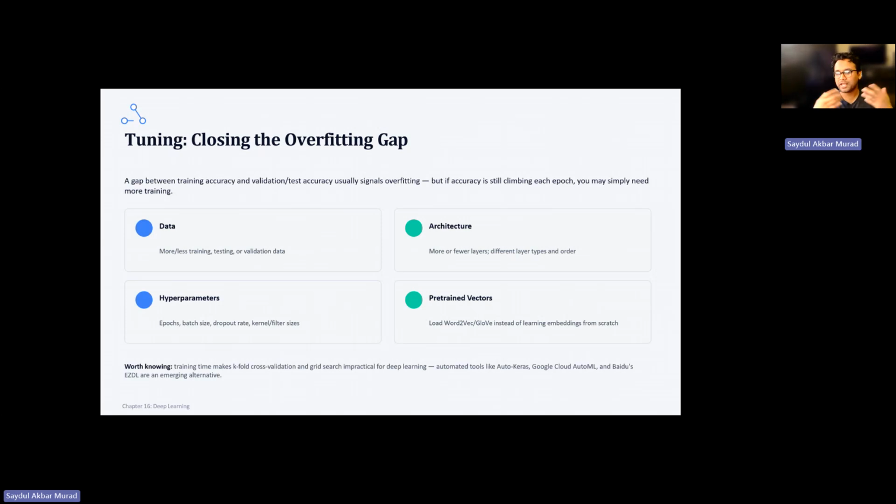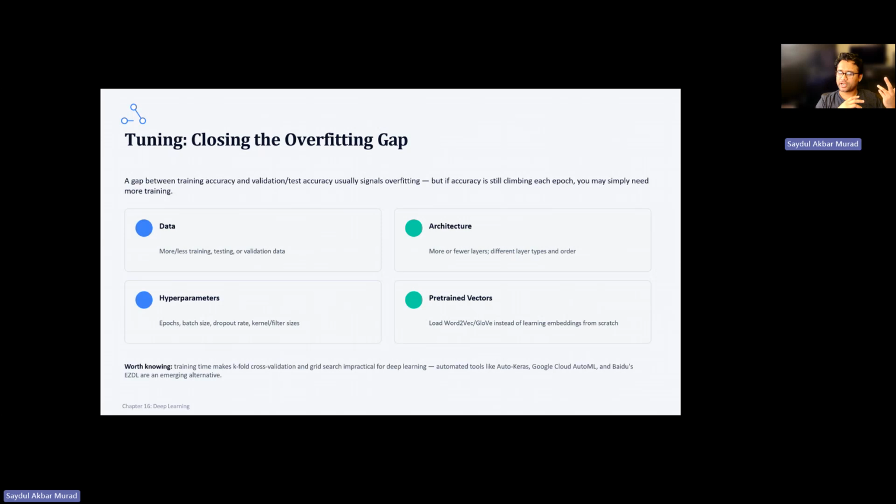We can do it in many different places, like data. For example, you are using 80% for training, 20% for testing. What you can do is split 70% for training, 30% for testing. You can change on it, or you can add more datasets on it. So that's how you can train on data.